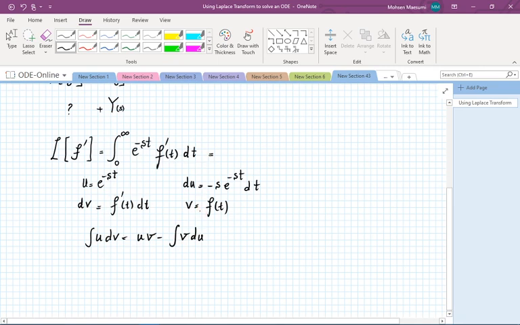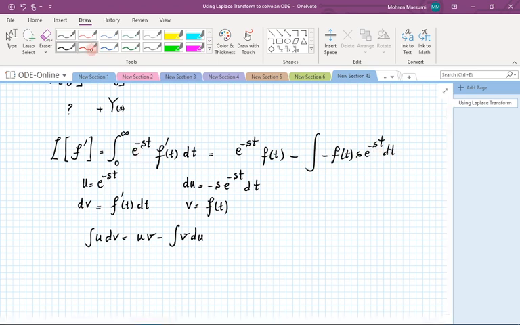So uv is going to be exponential of minus st times f of t, and then v du is going to be, well, I have f of t, let's put the minus up front so it's not going to be confused for subtraction, s exponential of minus st and then dt. Well, this integral is from 0 to infinity, so we have to do the same thing on the right hand side. This has to be from 0 to infinity.